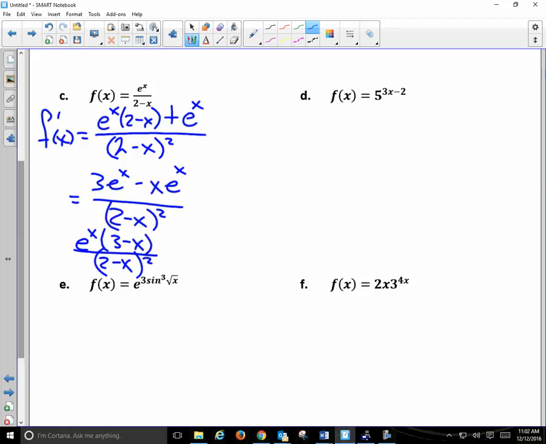What's different about letter D compared to the problems we've done? There's no e. There's a base of 5. So treat this like I did the one above. I'll say 5 to the u, and I'll say u is 3x minus 2. So we'll do the easy derivative. Derivative of 3x minus 2 is just 3. What is the derivative of 5 to the u? 5 to the u times the natural log of 5.